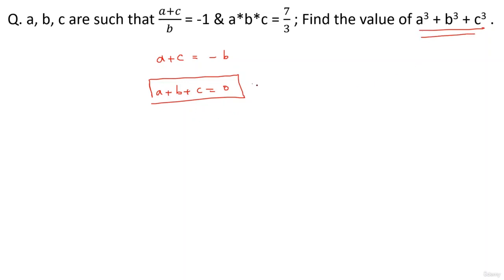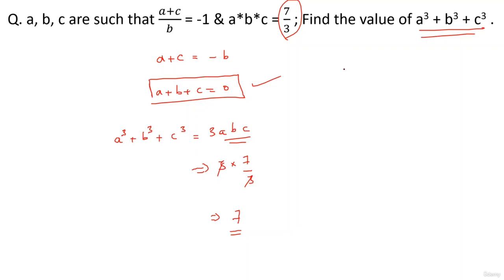Now they're asking you the value of a cube plus b cube plus c cube, and we have found that a plus b plus c is 0. Just now we studied that if a plus b plus c is 0, then a cube plus b cube plus c cube is equal to 3abc. In the question they have already given the value of abc, which is 7/3. So 3 multiplied by 7/3 is the answer. 3 cancels, so the value of a cube plus b cube plus c cube is simply equal to 7. Very simple, right? Let's go on to the next question, guys.